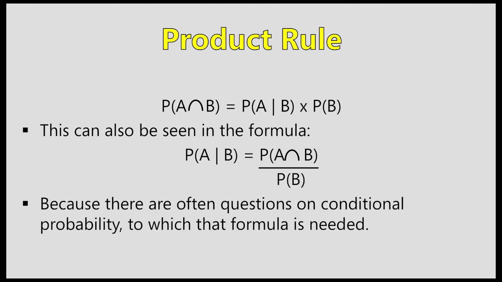The product rule. This can also be seen in the formula. The probability of A given B is the probability of A and B over the probability of B. But you can use it as the probability of A and B equals the probability of A given B times the probability of B. Doesn't matter. There are often questions on conditional probability, which is the reason why you might need that.